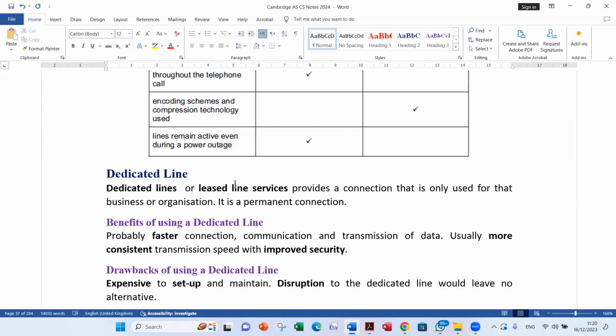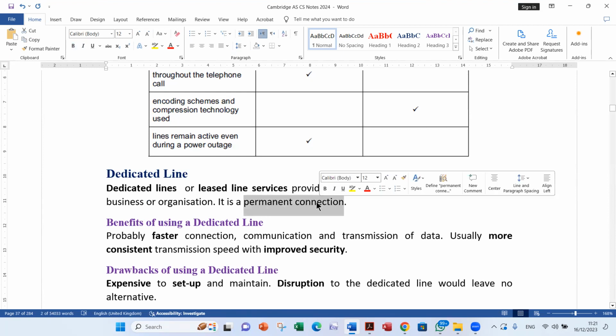Dedicated lines, sometimes you may have a dedicated line connecting to servers, for example. A dedicated line or leased line provides a connection that is only used for that business, not using the internet. Typically, you connect your business to the internet, and through the internet, you connect to another business. But sometimes you may ask for a dedicated line between your branch and the other branch, for example, 2 branches of the same company. It is a permanent connection, not through the internet.